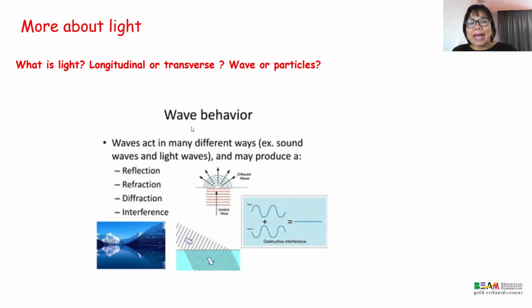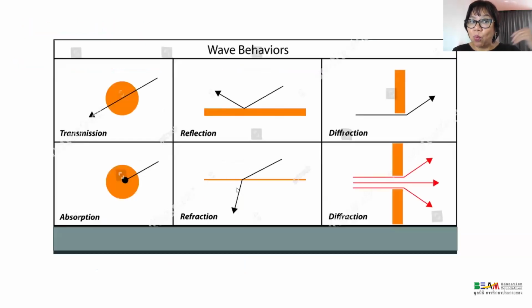Now, what you have to know is that those are the wave behaviors, and light shows all of those behaviors. So light was considered a wave. Wave behavior includes transmission, passing through; reflection, bouncing back; absorption, where it can be absorbed; refraction, changing direction; and diffraction, bending through a little slit, not going in a straight line.